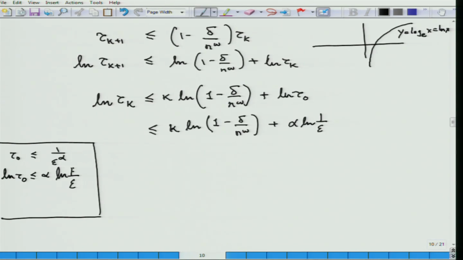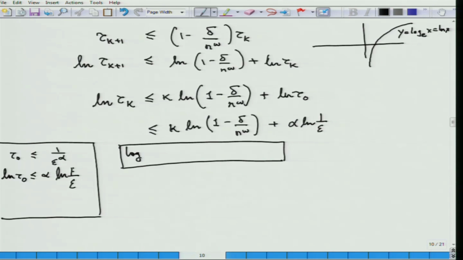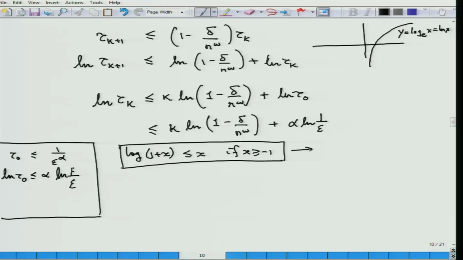Now, once you have finished that calculation, we will use a standard result, log of 1 plus x is less than equal to x if x is greater than equal to minus 1. This is a very standard result once you know how to write the logarithm series. Logarithm has an infinite series. So, you can take up this as a homework and try it out, and you can find it in any standard analysis books.